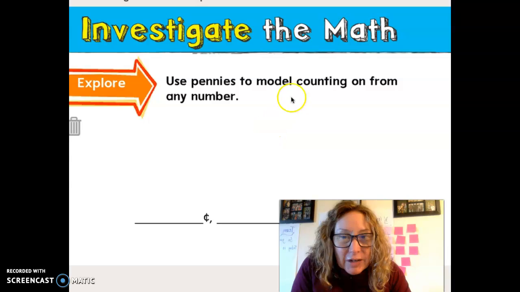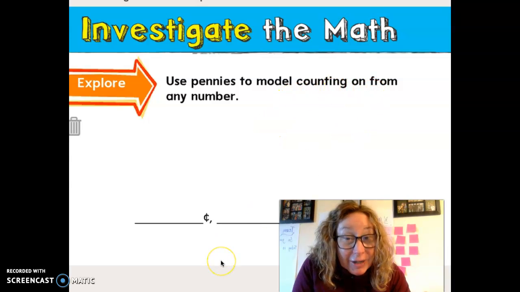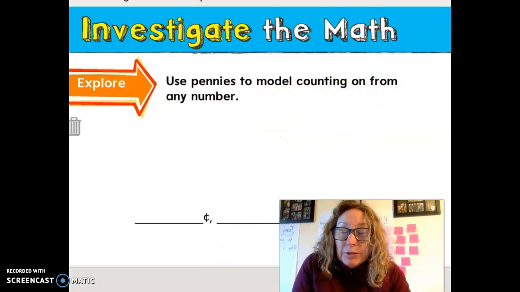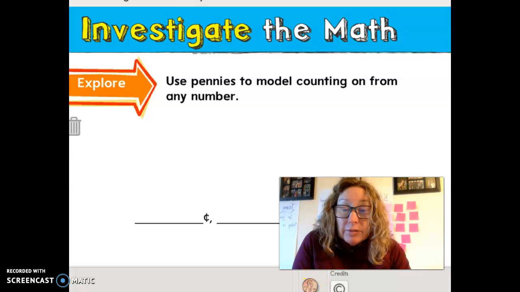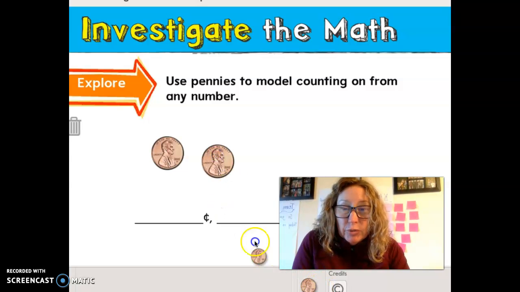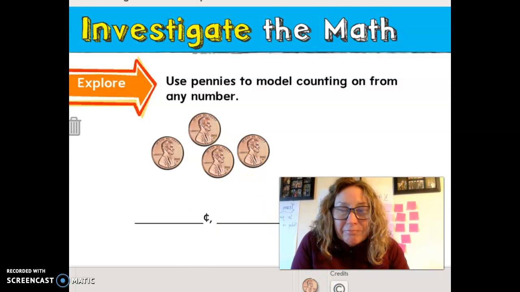Let's use pennies now to model counting on from any number. Okay, so, I'm thinking of a number. And I'm going to put some pennies up here. Let's see what number I'm going to start with. 1, 2, 3, 4. I'm going to start with 4 pennies. And let's count on 2 more.